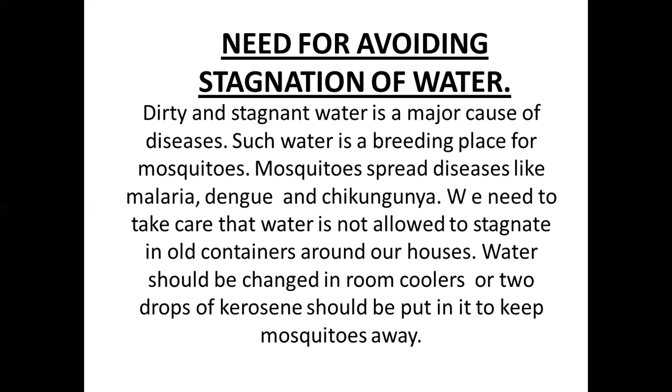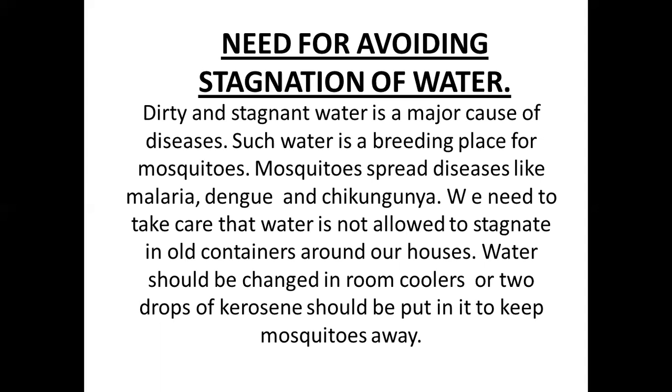We might have observed that in some areas around the houses there will be puddles of stagnant water. That water will be a breeding place for mosquitoes. Many mosquitoes will be growing over there, causing different types of diseases. So there is a need for avoiding the stagnation of water in and around our houses.